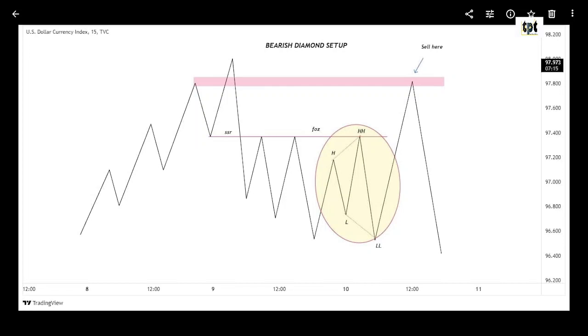Now, in this video, I will be discussing the diamond setup, but I've structured it again. I'll tackle the bearish diamond setup, and in the next video, I'll talk about the bullish diamond setup so that you can get the difference in a quite clear manner.